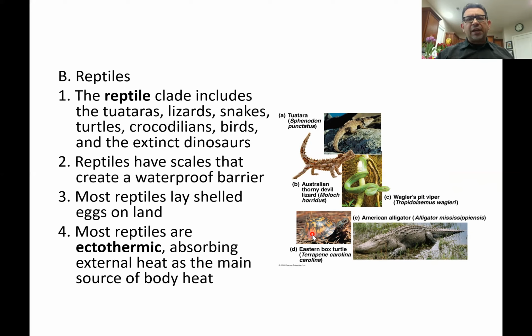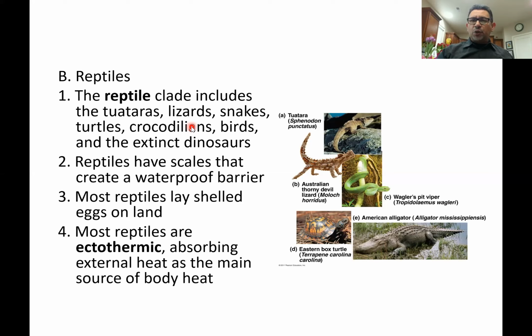Alligators, crocodiles, and birds are also going to be members of this reptile clade. Most are going to be laying the eggs on land. There's going to be a few exceptions in some snakes, for example, where the eggs are retained and the young are born live. They come out of the reproductive tract of the female already fully developed. But for the most part, eggs are laid on land.